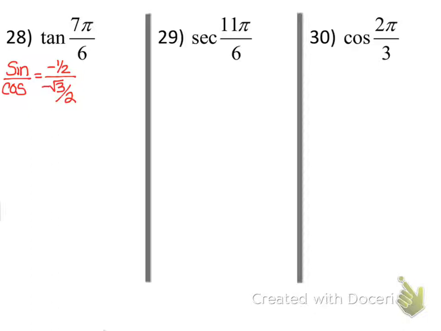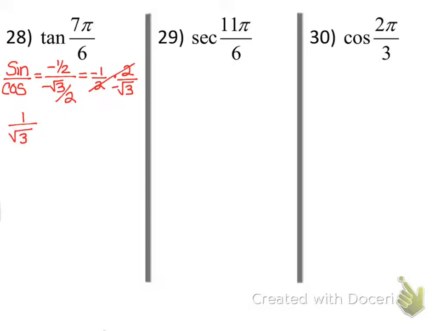So we are going to change this division problem into a multiplication problem. So we're going to multiply it by the reciprocal. So this is going to equal negative 1 over 2 times 2 over negative root 3. All right, so let's simplify. Well, I can simplify the 2's right here, and then I'm left with a negative over negative, which is a positive, and so I'm left with 1 over root 3.